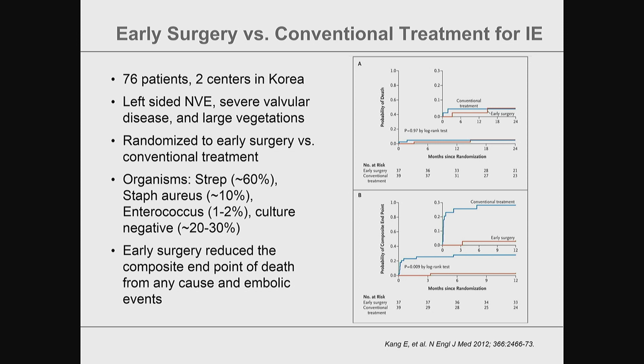after randomization. There was no significant difference in all-cause mortality at 6 months in the early surgery and conventional treatment groups, but the rate of the composite endpoint of death from any cause, embolic events, or recurrence of infective endocarditis at 6 months was 3% in the early surgery group and 28% in the conventional treatment group. Therefore, it was determined that early surgery in patients with infective endocarditis and large vegetations significantly reduced the composite endpoint of death from any cause and embolic events by effectively decreasing the risk of systemic embolism.